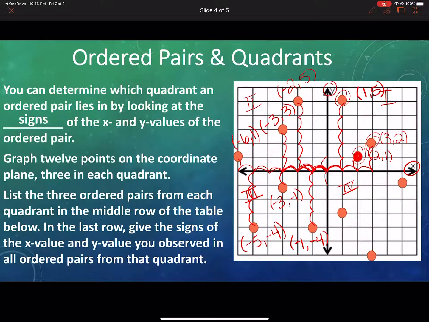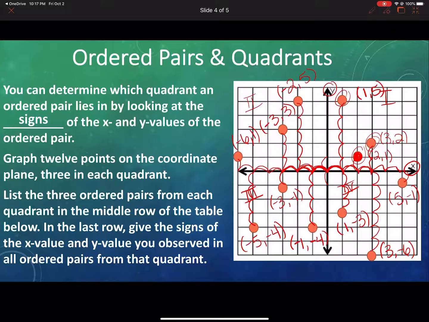For quadrant 4, I'm going 1 to the right, so it's +1 now, and 1, 2, 3 down, so -3. 1, 2, 3 to the right, 1, 2, 3, 4, 5, 6 down, so +3, -6. And 1, 2, 3, 4, 5 to the right, and 1 down, so +5, -1.